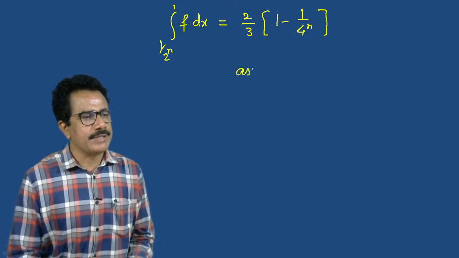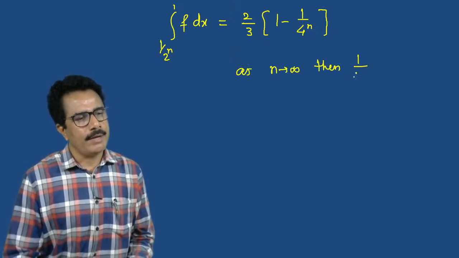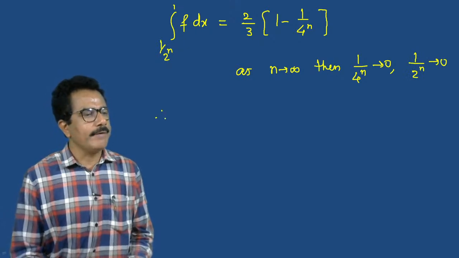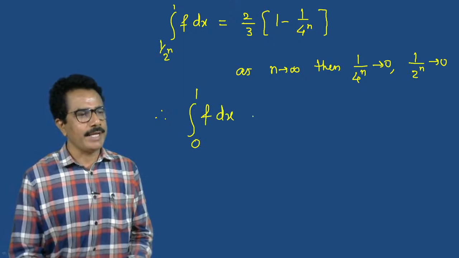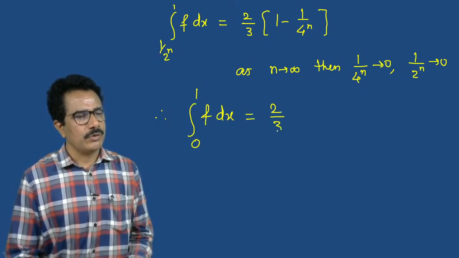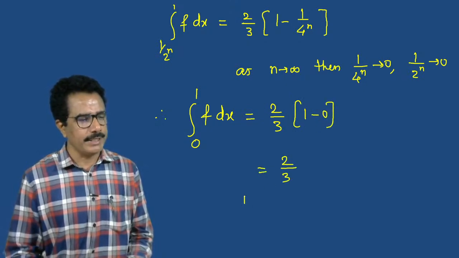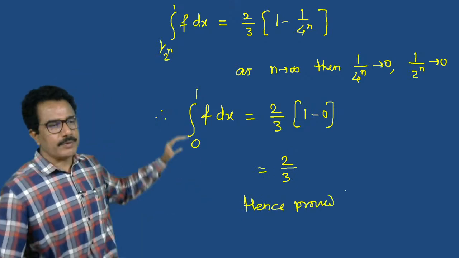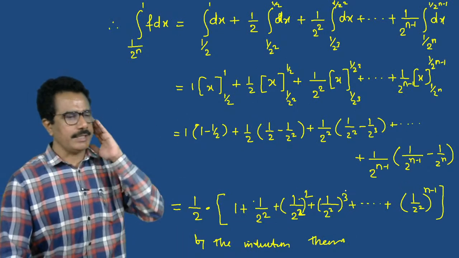Now as n tends to infinity, 1 upon 4 raised to n tends to 0, 1 upon 2 raised to n tends to 0. So our integration becomes the integral from 0 to 1 of f dx, which is equal to 2 by 3 into 1 minus 0, that is equal to 2 by 3, and hence proved. This is very important. There is a formula for this; check this formula properly, you will get it, there is no problem.